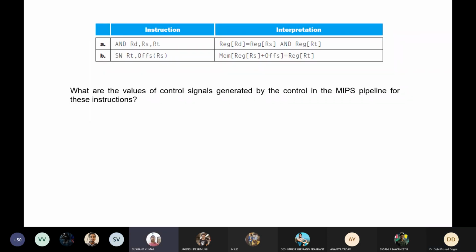In the first instruction, first register RS will be loaded and then ANDed with register RT, right? No, there are two source registers, RS and RT. They will be ANDed and the result will be stored in RD. Okay, yeah, I got it.